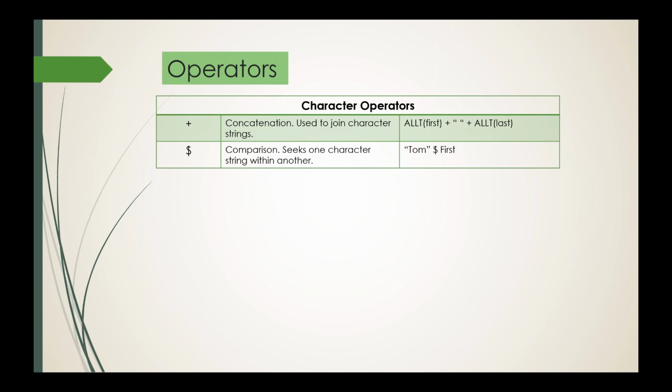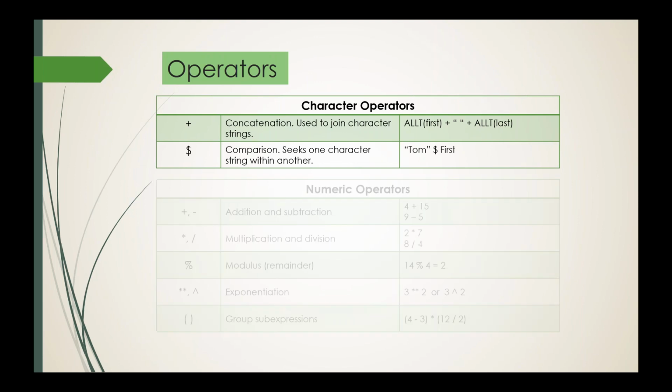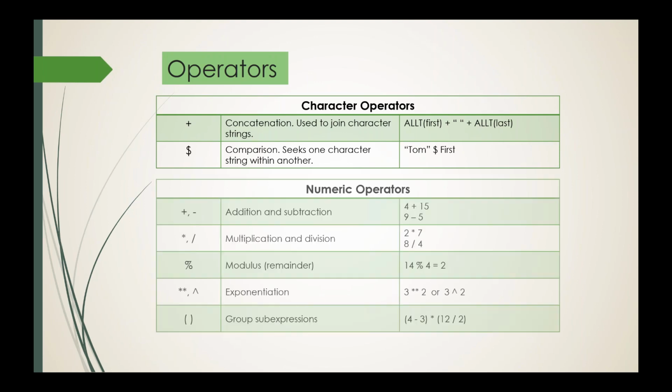Next we have comparison. The dollar sign is going to be used as a comparison character in a character string. So basically we have a single character string, and it's going to seek that character string within whatever follows it. What this example is saying is, is Tom found in first? If Tom is found in first, that's going to return true. If it's not found in first, it's going to return false.